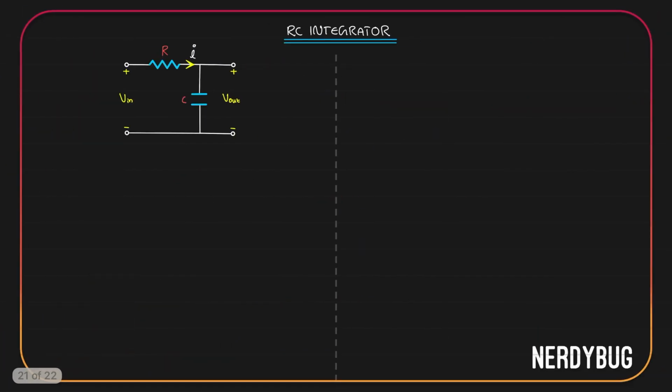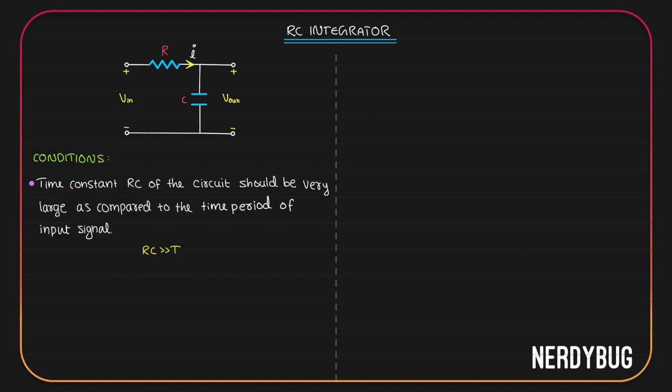The next circuit is the RC integrator. Again, we have a resistor of resistance R and a capacitor of capacitance C. Input is given over here and output is taken across the capacitor. Yes, this is a low pass filter. Let us see the conditions a low pass filter has to satisfy so that it will become an RC integrator.